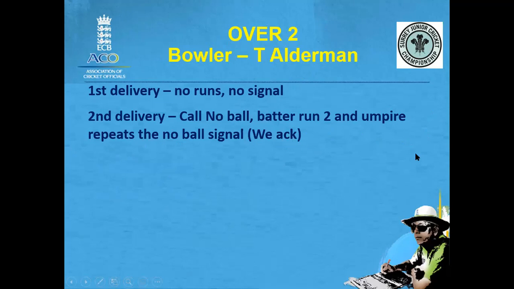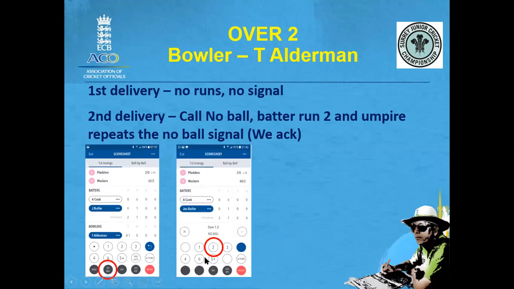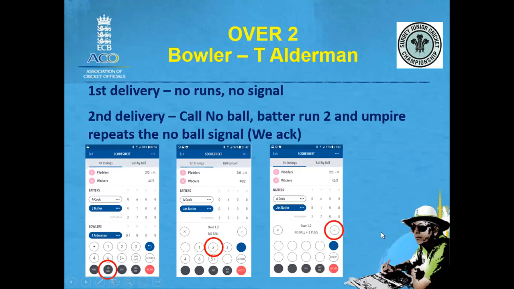We acknowledge. So we get no ball, and this time, because it's runs off the bat, the penalty will naturally come through, so we just put the 2 runs in. No ball plus 2 runs.